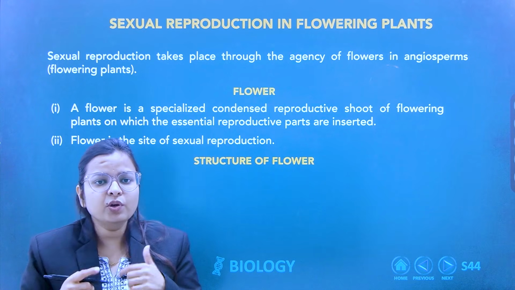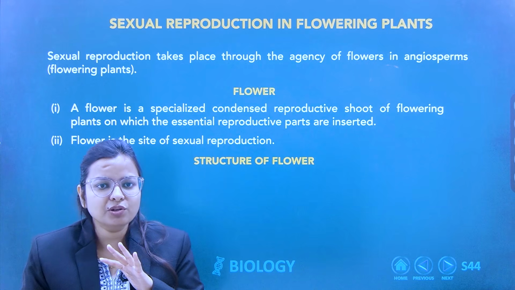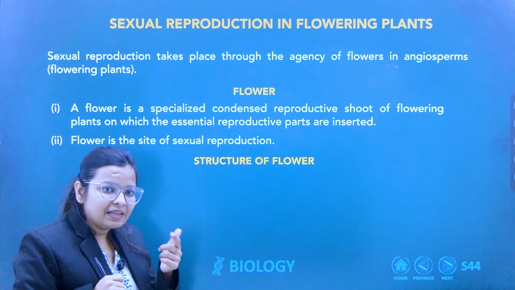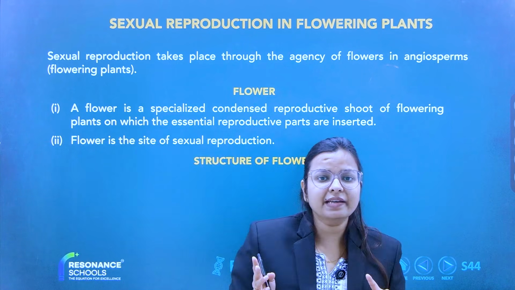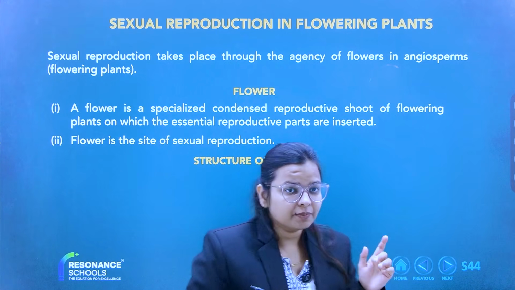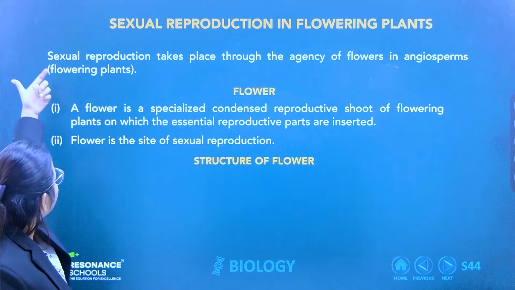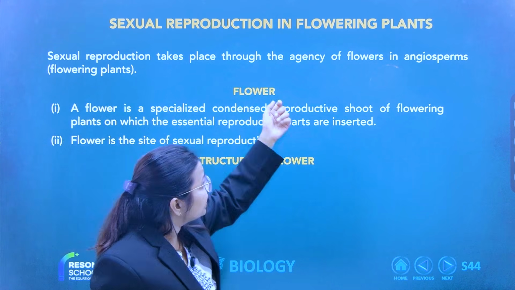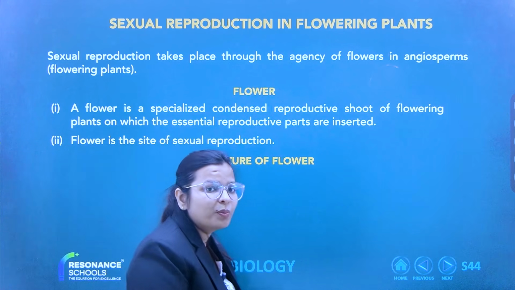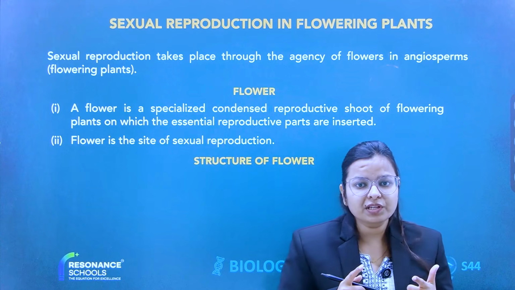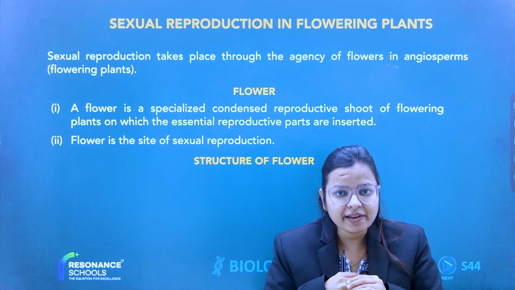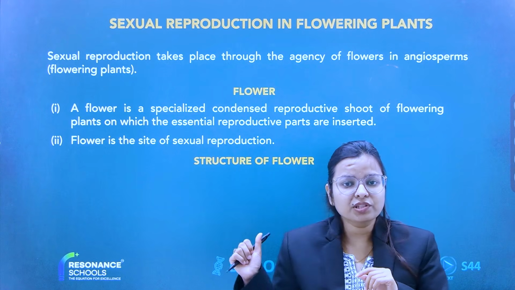That doesn't mean you have to eat that fruit. It can be edible or non-edible for humans. But if a flower is there, a fruit is definitely there, but you do not recognize the fruit because you are not eating it. So what is the definition? Sexual reproduction takes place through the agency of flowers in angiosperms. Agency of flowers means there are many agents required for sexual reproduction to take place.